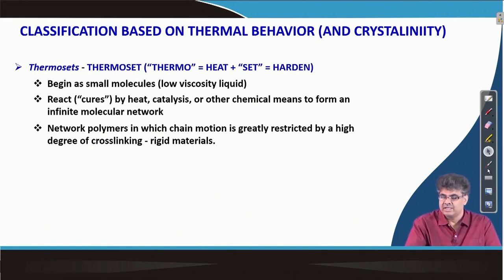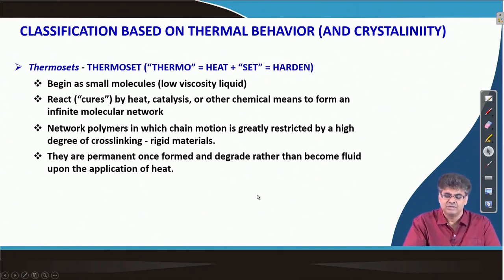In network polymers, chain motions are greatly restricted if we have a high degree of cross linking. If the number of cross links is very high, the motion of the chains is greatly restricted, so we have a rigid material. If you have fewer cross links, then some motion is possible between the polymer chains within the network, so it can be a little bit of a soft, elastomer type material, which we will discuss now.